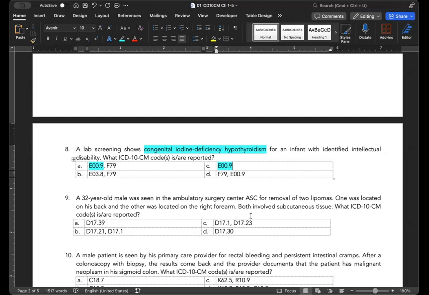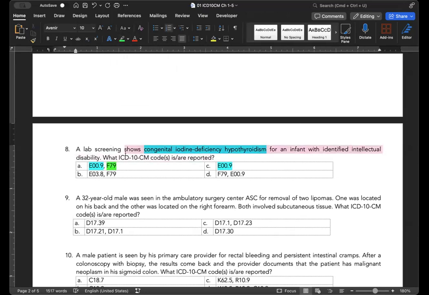So when we're looking it up in the alphabetic index, what's our main term that we're going to go to? Disability. Yep, disability. So then underneath disability, we'll go to intellectual. In this scenario, they're not giving us additional information about if there's autistic features, if it's genetic related, all of those things. So again, we'll just stop at that default code, and that's our F79.